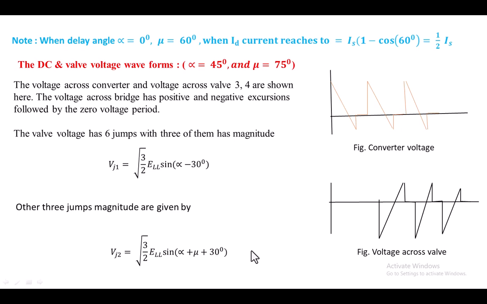In this manner, if the overlap angle is more than 60 degrees, the average output voltage given by the converter drastically decreases. You can find some zero voltage in the output voltage. In the same manner, the voltage across the valve also will be divided into 2 segments. One is the high jump voltage, another one is the low jump voltage. If the high jump voltage is across the device, high stress will be developed in the device. That we have to damp out by means of a damper circuit.